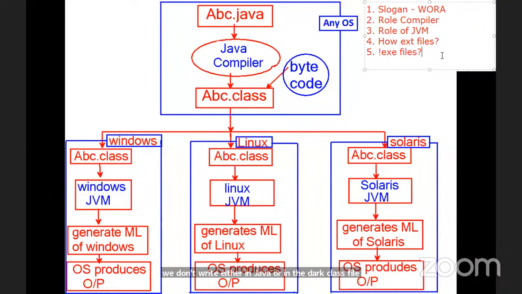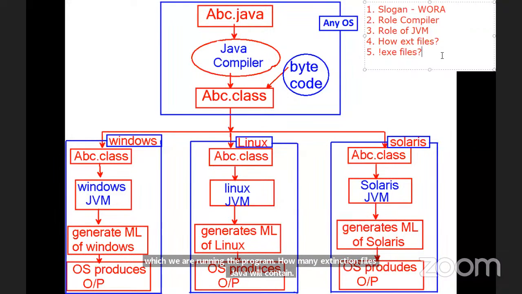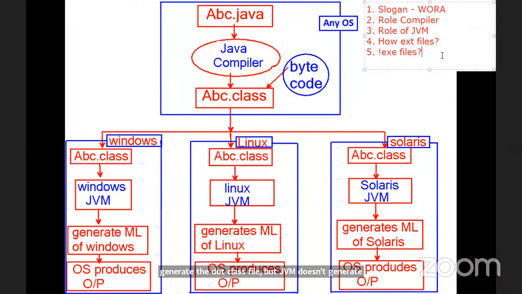Write once, run anywhere. Next, the role of the compiler. The compiler is responsible for converting source code into bytecode and saving it as a new file with the .class extension on the hard disk. Next, the role of JVM. JVM is responsible for running Java bytecode by converting it into the machine language of the current operating system in which we are running the program. How many extension files will Java contain? Java has only 2 extension files. The compiler generates the .class file, but JVM doesn't generate any exe file. Why doesn't Java have an exe file? Because Java doesn't require an exe file, it is platform independent, and it is secure.